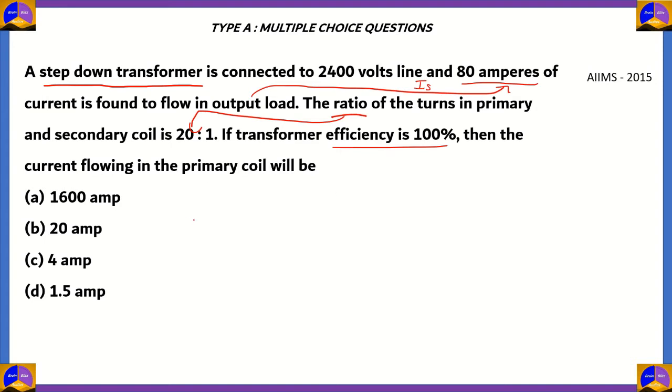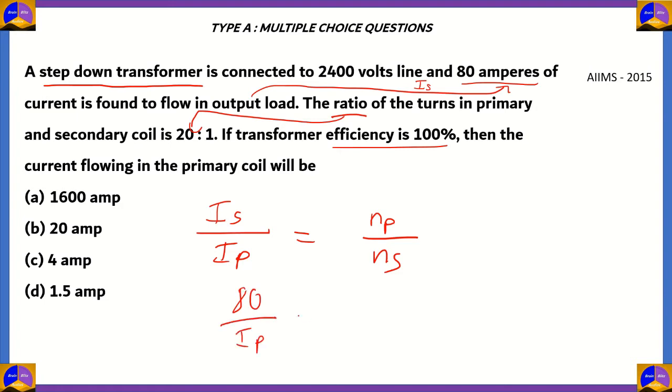Now, in order to start on this question, it is important to find out the relation between the number of turns and current in a step-down transformer. So I secondary divided by I primary is equal to N primary divided by N secondary. So this is the relation between the number of turns and the current in a step-down transformer. Secondary current is 80 amperes divided by primary current, which is unknown, equals NP divided by NS, the ratio of turns in primary and secondary coil, which we can write as 20 divided by 1.